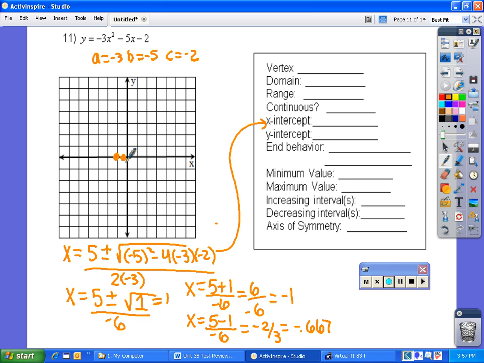Really close. Alright, so now I'm going to find the vertex. So the vertex will be negative b, which is 5, over 2a. So it's 5 over negative 6, which as a decimal is negative 0.833. Now we're going to replace that into the original, but replace it with 5 over negative 6 because we rounded that.